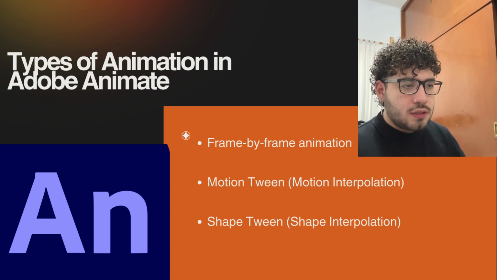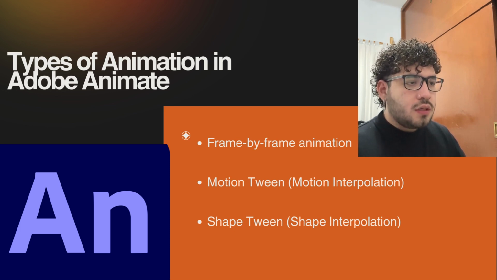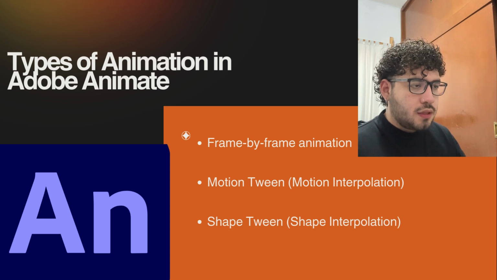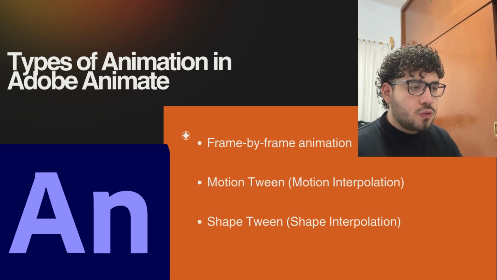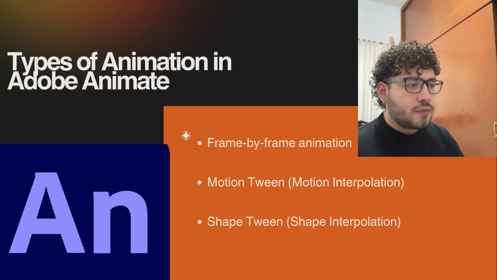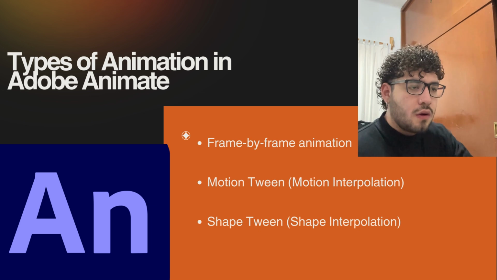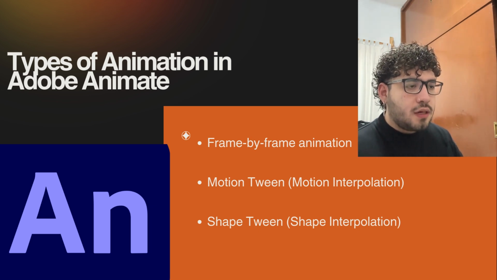The second one is motion tween animation. This is used when an object needs to move, rotate, scale, or change opacity over time. The animator defines a starting and ending point, and the software generates the in-between frames automatically. The third one is shape tween animation. It allows one vector shape to smoothly transform into another. This is especially useful for morphing effects and abstract animations.